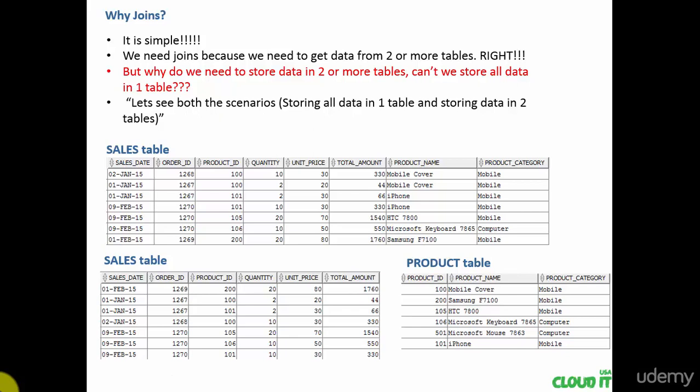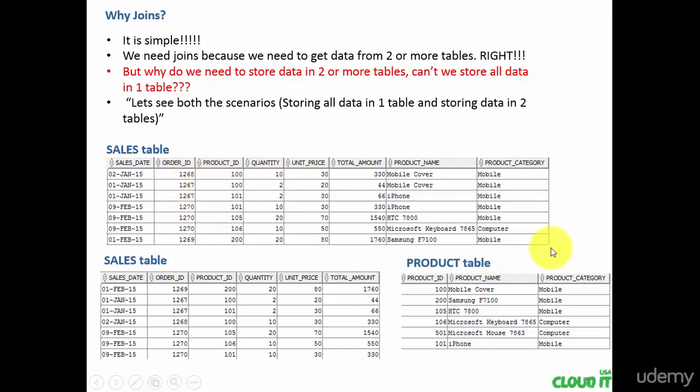But why do we need to store data in two tables? Can't we store the data in just one table? Let's understand why we need to store data in multiple tables. In the first scenario, we have created a sales table and we have the columns sales date, order ID, product ID, quantity, unit price, total amount, product name and product category. And we stored the data.